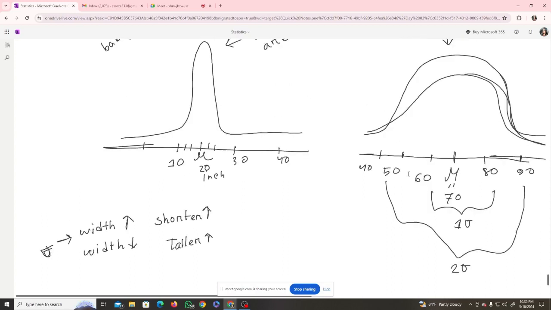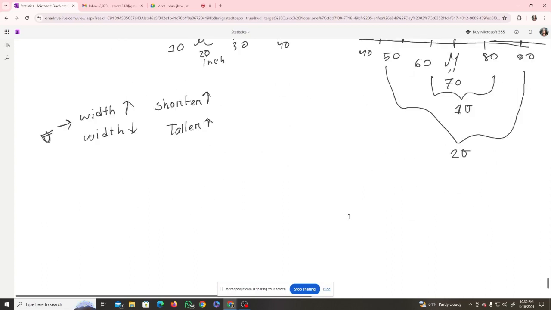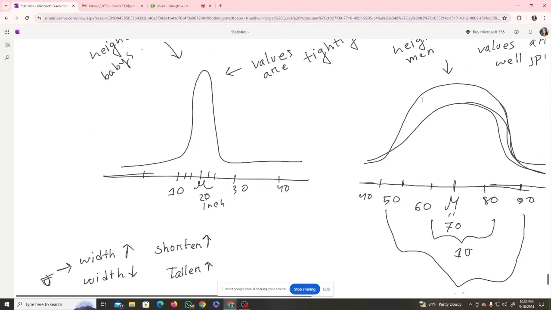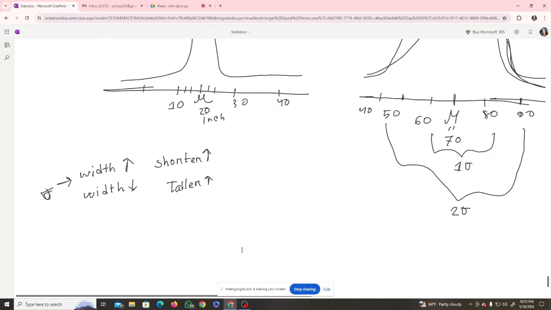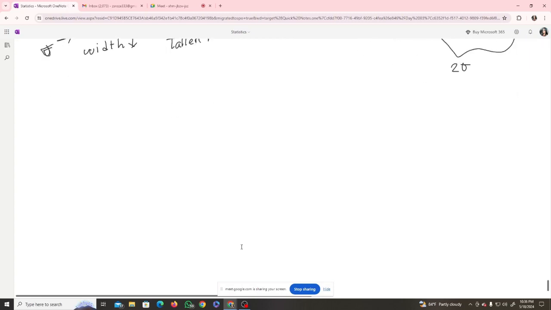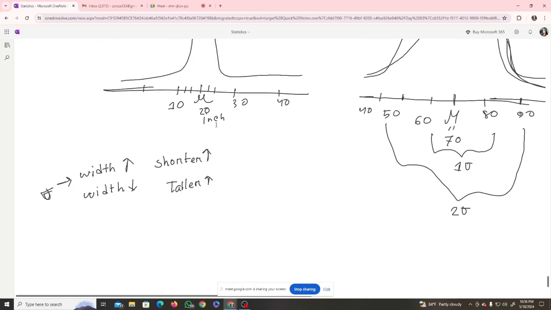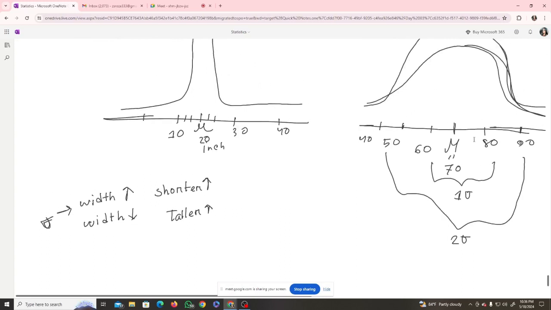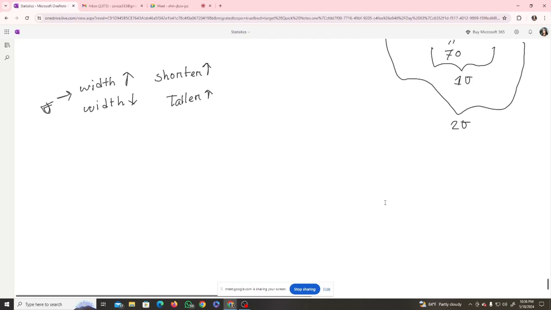In this case, the value of standard deviation is bigger, so the distribution looks very fat, or well spread. But in this case, the value of standard deviation is very small, so the distribution looks very tall, or tightly concentrated around the mean. All right, so the width of the curve is defined by the standard deviation, and babies have a relatively small standard deviation compared to men.